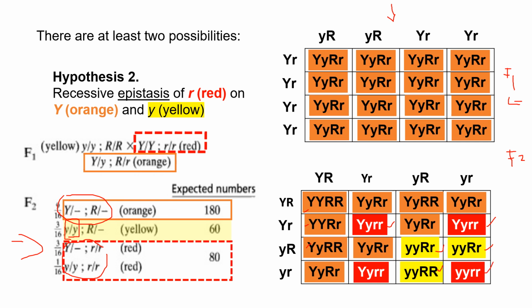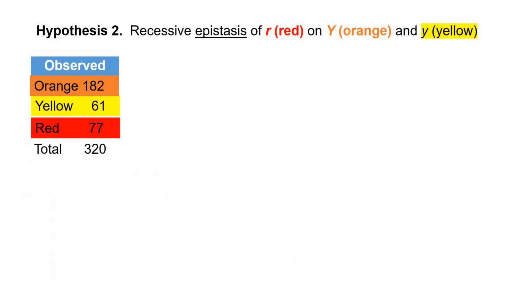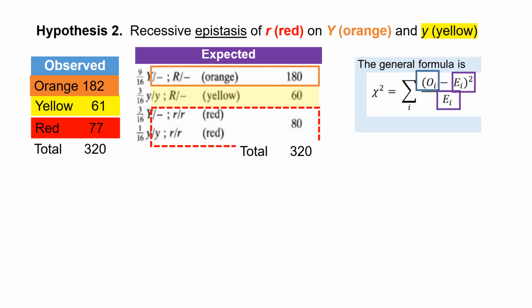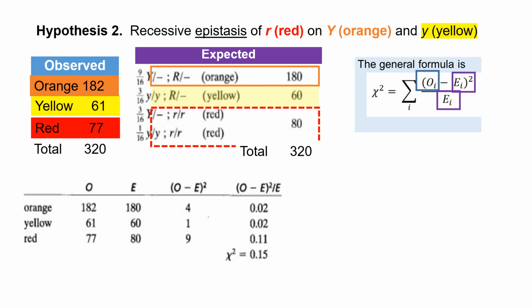So this can explain relatively well why you have so many orange and much less red and yellow. All that in theory seems to be correct. Now let's see if statistically the data support our hypothesis. So we have the observed data, now we have the expected data, and now we apply the formula. And here is the value that we got. If you see, it's very small, so it's very promising.